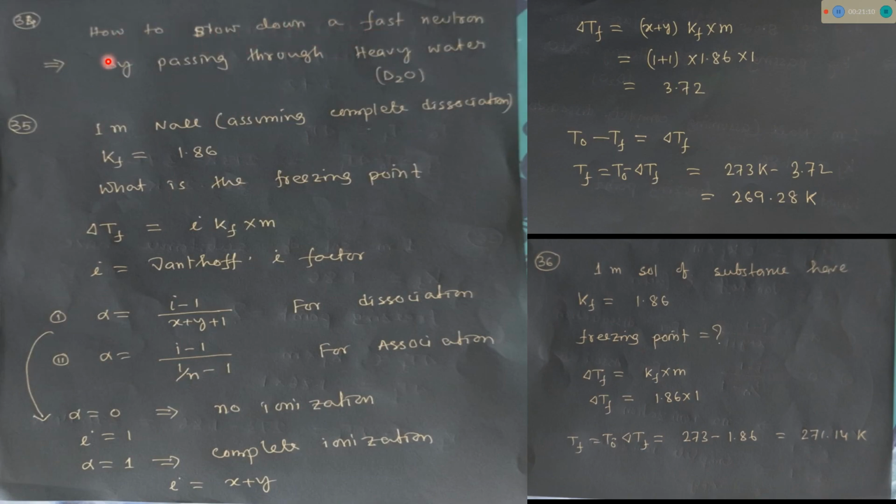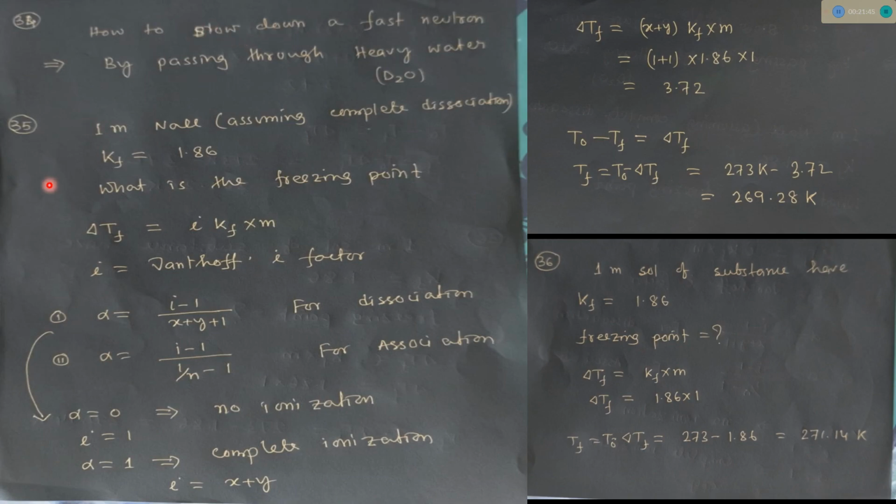There are 4 options. The correct option is by passing through heavy water; we can slow down the speed of a fast neutron by passing through heavy water, meaning D2O. And there are more than 10 to 12 questions from radioactivity related to alpha and beta particles, where an element emits alpha and beta particles and we find the product. Just like that, all the questions.